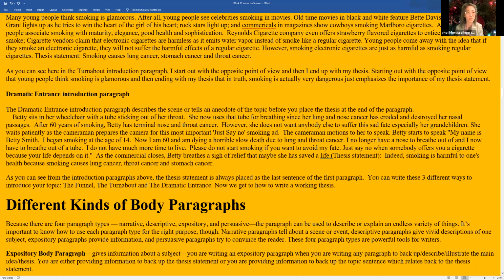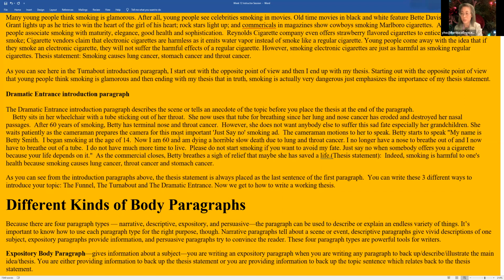Betty sits in her wheelchair with a tube sticking out of her throat. She now uses that tube for breathing since her lung and nose cancer has eroded and destroyed her nasal passages. After 60 years of smoking, Betty has terminal nose and throat cancer. However, she does not want anybody else to suffer this sad fate, especially her grandchildren. She waits patiently as the cameraman prepares the camera for the most important Just Say No smoking ad. The cameraman motions to her to speak.